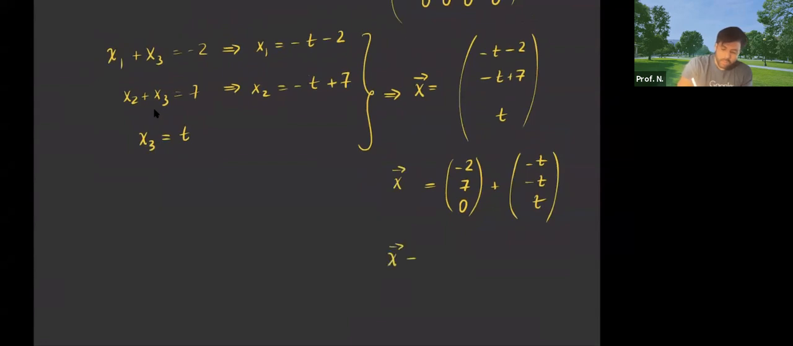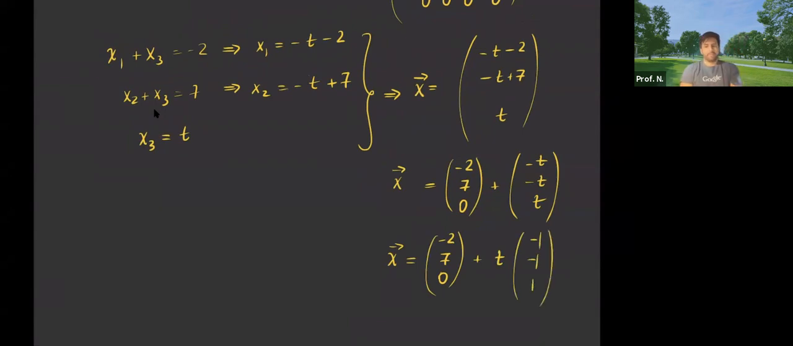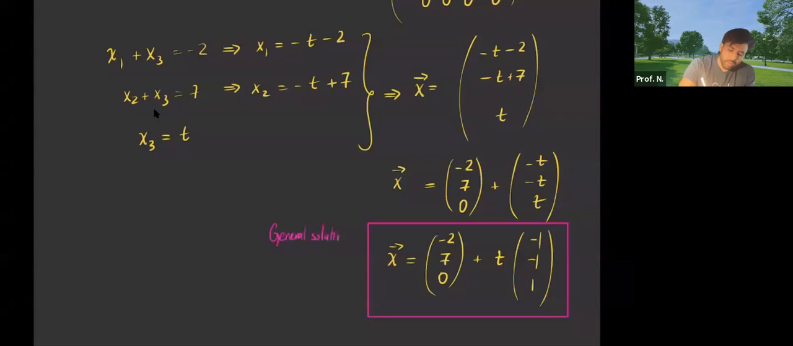And what is this? -2, 7, 0. What is this? And the t's that I can take out, what does this become? What did I just figure out? This is the general solution of Ax equal to b.